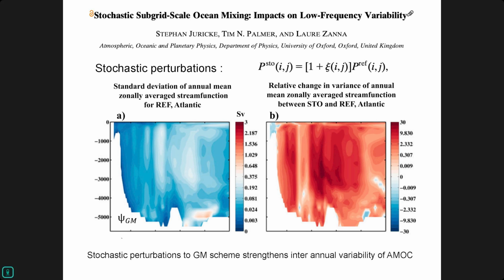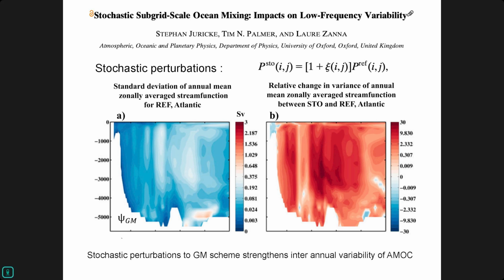I'll not go into the details, but what this is showing is the overturning circulation with the deterministic Gent-McWilliams (GM) scheme. So that's showing the North Atlantic AMOC, the Atlantic meridional overturning circulation. And this is showing the standard deviation when you add the stochastic perturbations. This is without stochastic perturbations.